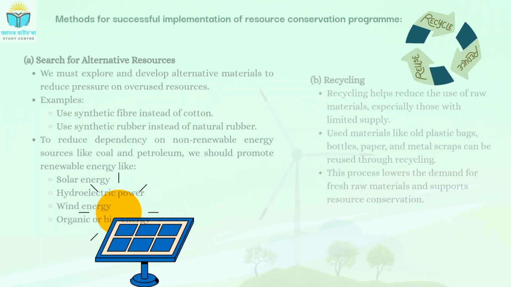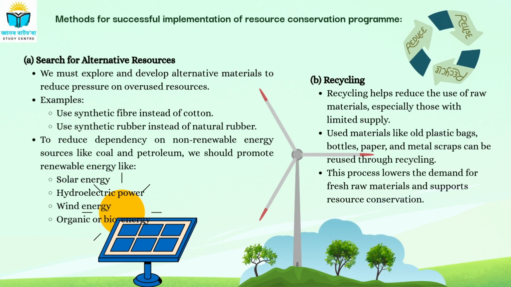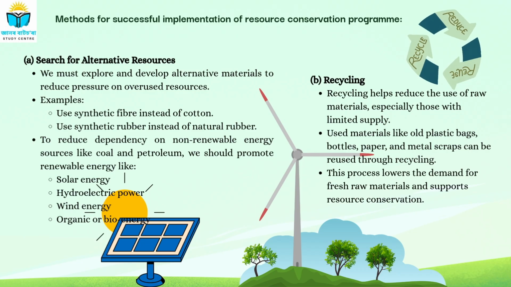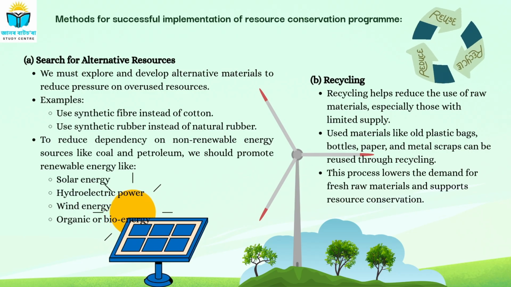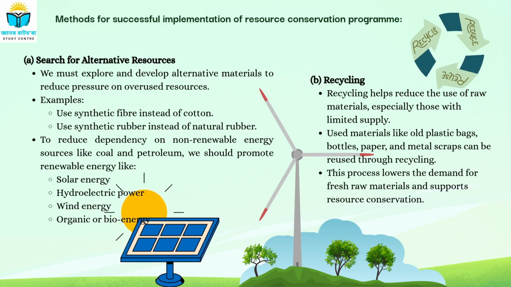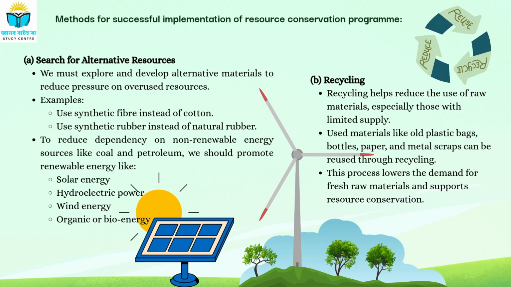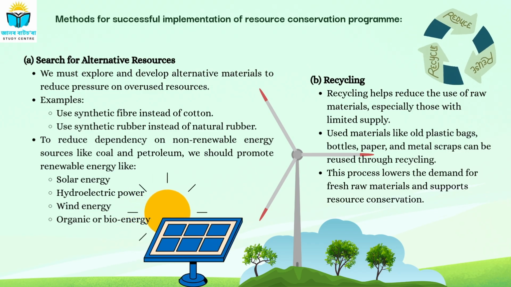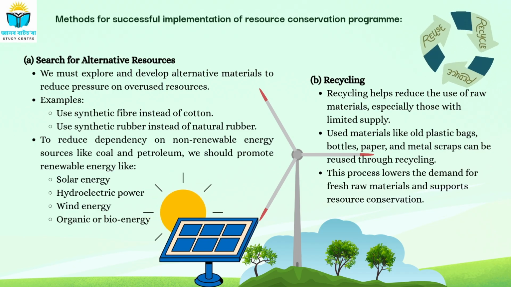To ensure the success of any resource conservation program, we must follow specific methods. Let us now look at a few important methods. First, we can say search for alternative resources. We must explore and develop alternative materials to reduce the pressure on overused resources. Examples include using synthetic fiber instead of cotton and using synthetic rubber instead of natural rubber.